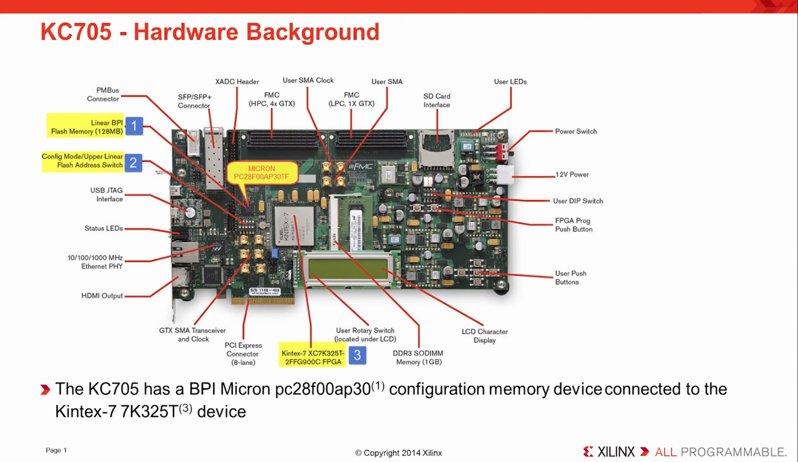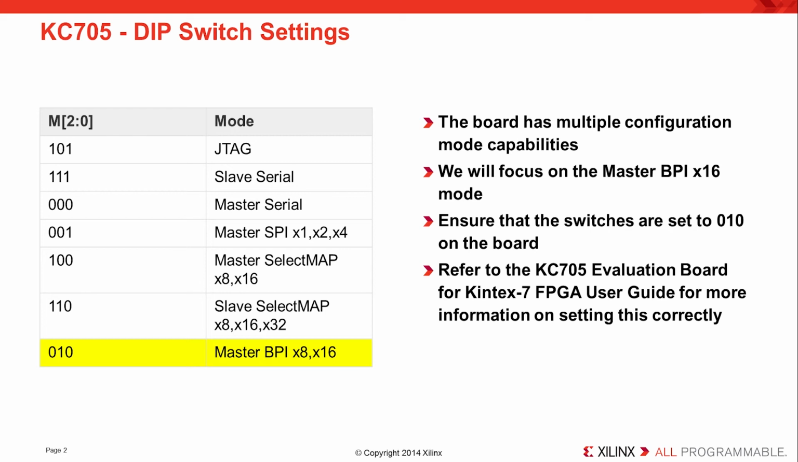Pay attention to the configuration mode setting dip switches, as we need to ensure that these are correctly set. The KC705 board has multiple configuration mode capabilities. We will focus on the setting of the master BPI X16 for this demonstration. Let's make sure that the dip switch setting is set to 010 before we turn on the board. Please refer to the KC705 evaluation board for Kintex 7 FPGA user guide for more details on how to do this.